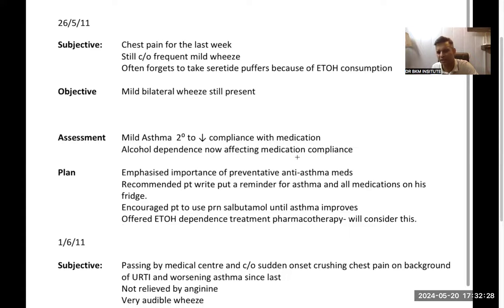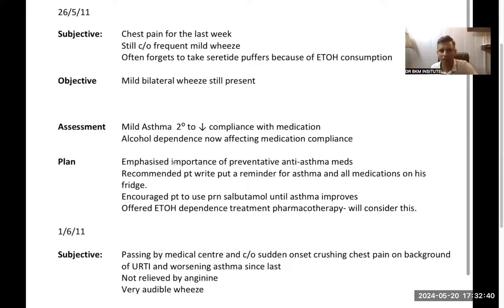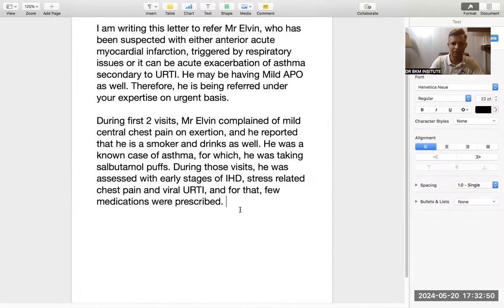Alcohol dependence, which is now affecting the medication compliance. So basically on the third visit, the main thing is that he is having mild asthma due to not complying with the medications and due to alcohol dependence. So emphasized importance of anti-asthma medications, recommended patient to remind asthma, encouraged salbutamol. So there is nothing specific about this visit. So I will mention it over here.